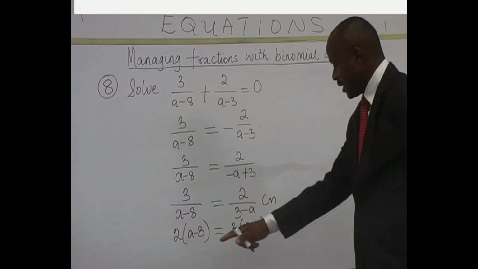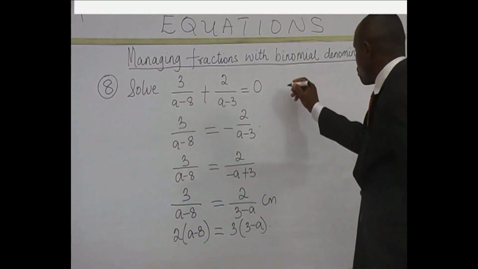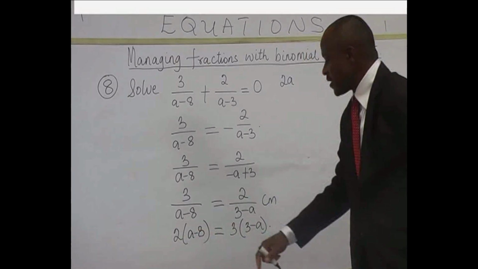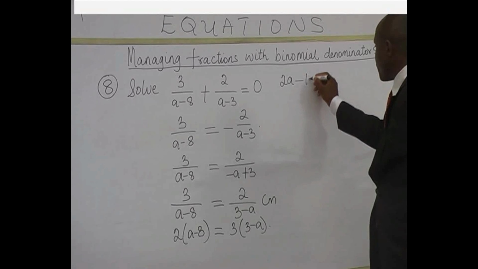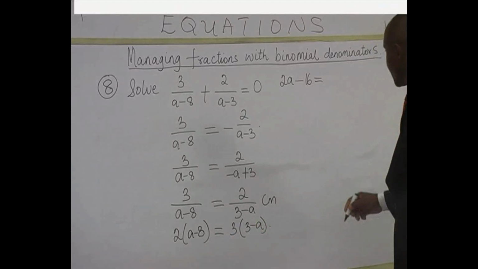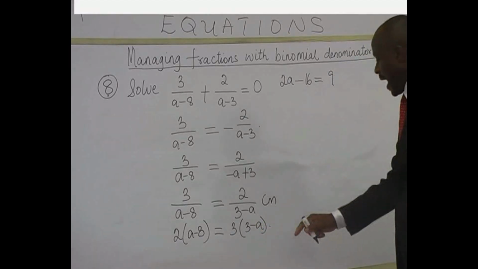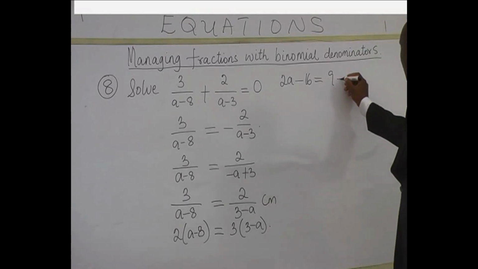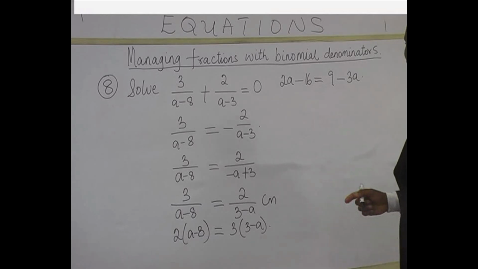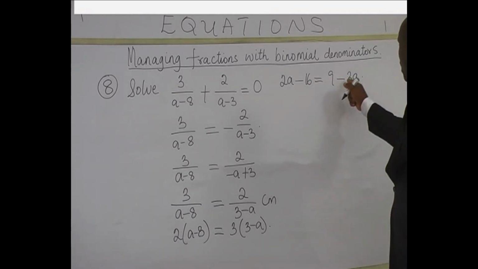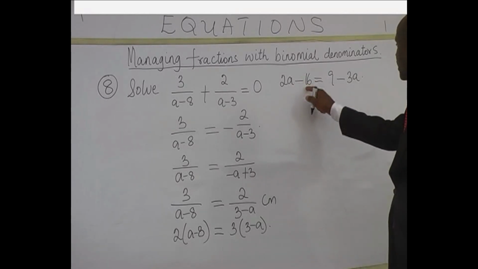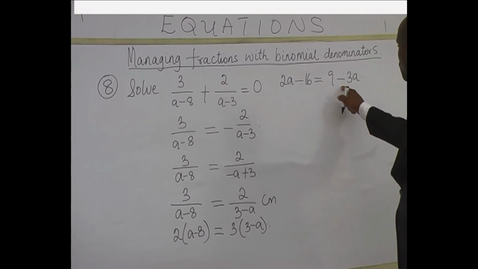Remove brackets. 2 times a will give you 2a. Write 2a. 2 times minus 8 will give you minus 16. Is that going to be equal to 3 times 3 is 9. And 3 times minus a will give you minus 3a. Collect like terms. Move minus 3a to the left hand side to change to plus 3a. And move minus 16 to the right hand side, it will change to plus 16.